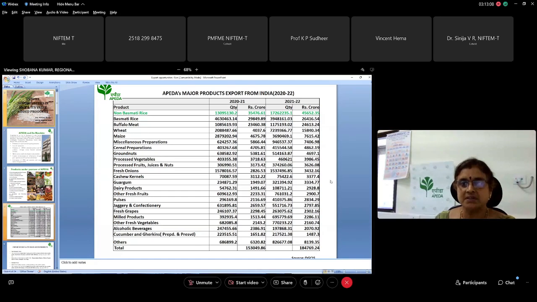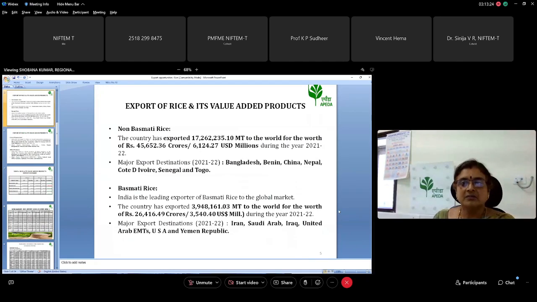So when we talk about value-added products of rice, that will come under cereal preparations and miscellaneous preparations, and also under milled products where you export rice powder. So what is the value of export of rice and its value-added products for the last year 21-22? About 45,000 crores worth of non-basmati rice we have exported. And the major destinations were Bangladesh, Benin, China, Nepal. In the subsequent slide, I will show you.